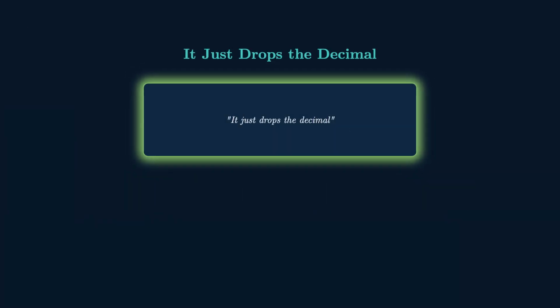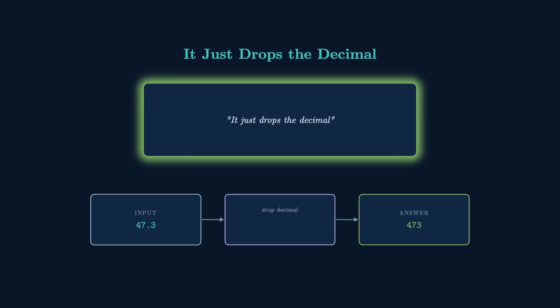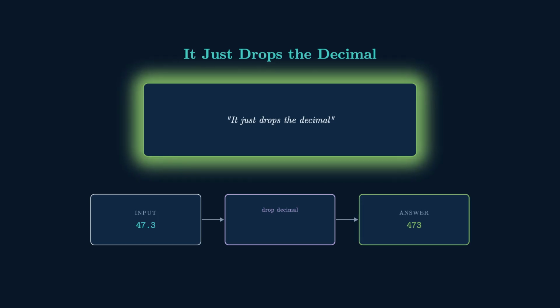It just drops the decimal. That's the rule almost everyone walks into the exam with, and I get it, it feels clean, it feels mechanical, it feels safe. Number goes in, decimal falls off, answer comes out. And it works. Right up until it really doesn't.